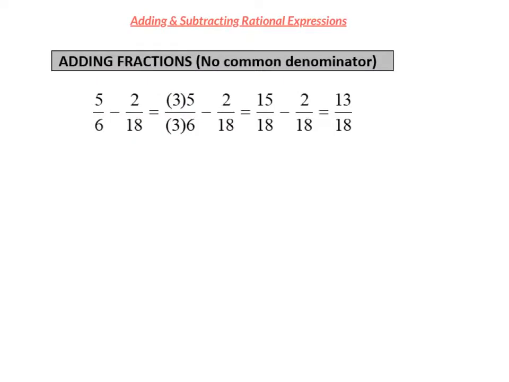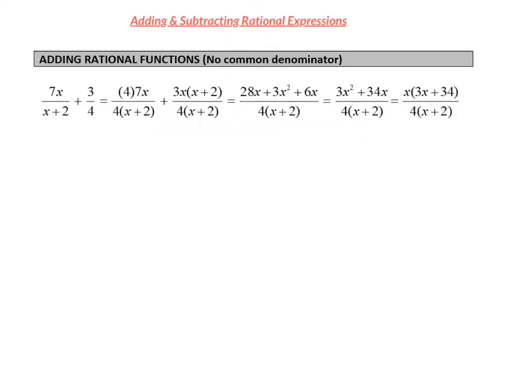Now, you've done fractions long enough to know that when your denominators are different, you're looking to make them the same. You'll see how we decided to multiply top and bottom by 3 there, ultimately creating the same denominators so that we could take a 15 minus 2 and get our 13/18. We're going to do the exact same thing for rational expressions. So this is what it looks like here.